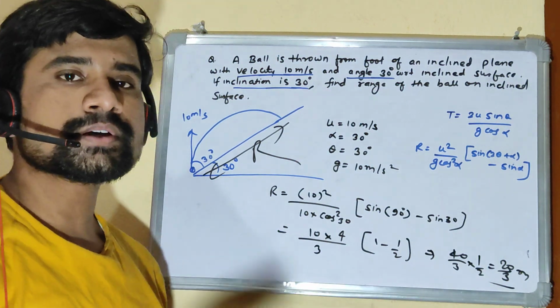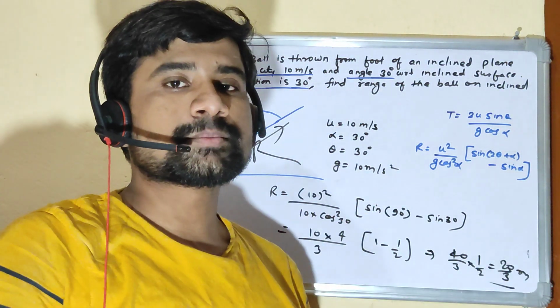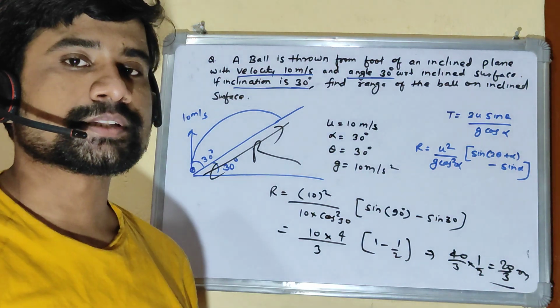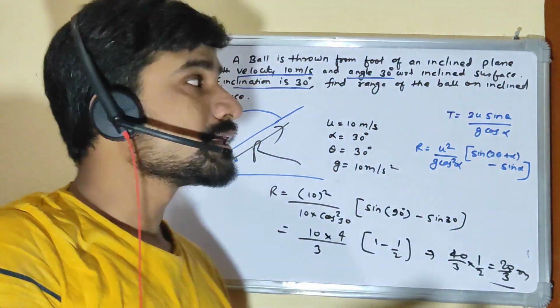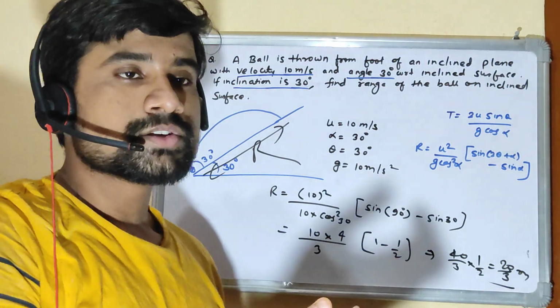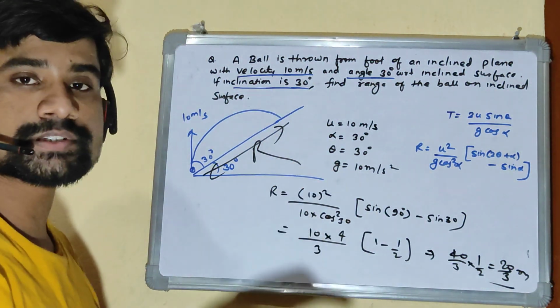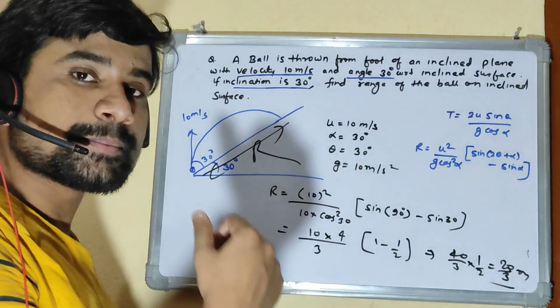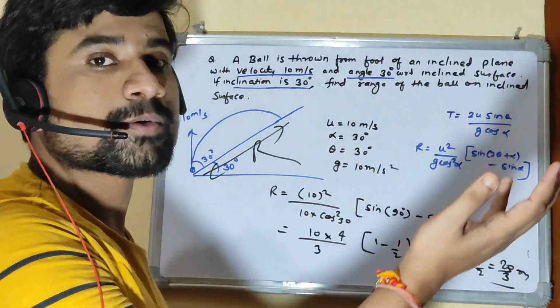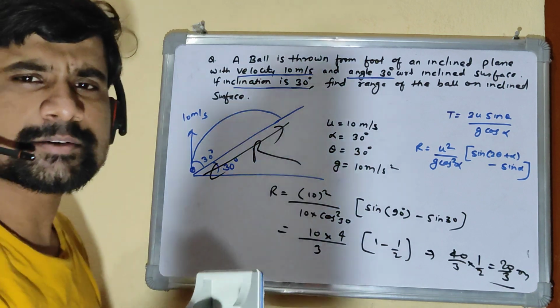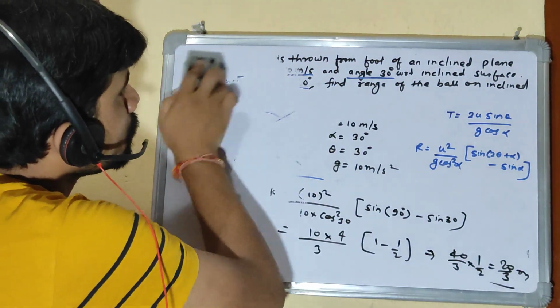So we understood different varieties of projectile motion: the normal projection, the horizontal projection, and the inclined projection. The case we discussed for inclined projection is when the projection was done from the foot of the incline. There might be a case where I am doing the projection from the top of the incline. Let's discuss that in brief. I'll leave the rest to you.